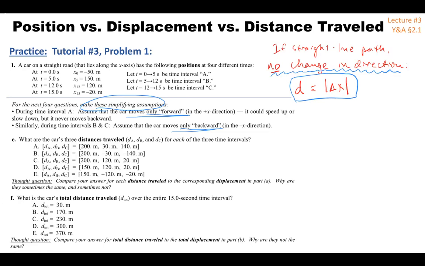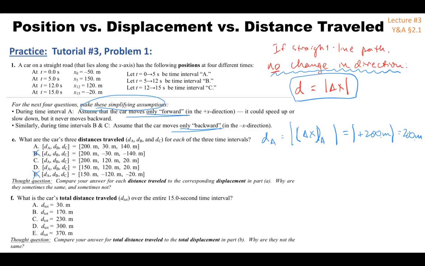So in that case, what is the distance traveled during time interval A? Well, it'll be equal to the absolute value of the displacement during time interval A. And in the previous problem, we calculated that to be positive 200 meters. So the absolute value of that is just 200 meters. All of these distances need to always be positive, right? So notice a lot of these answer choices have a bunch of negative values in them. That's all just nonsense, so we can immediately eliminate those.